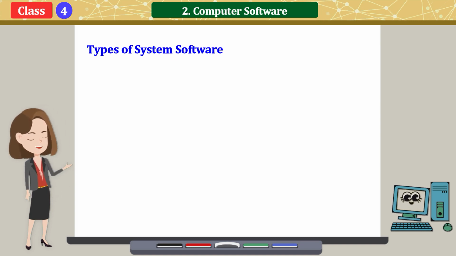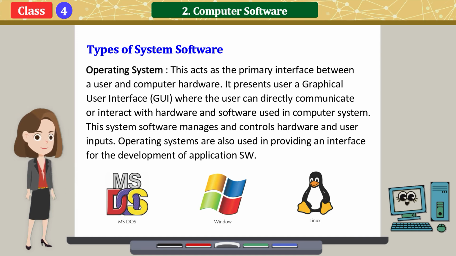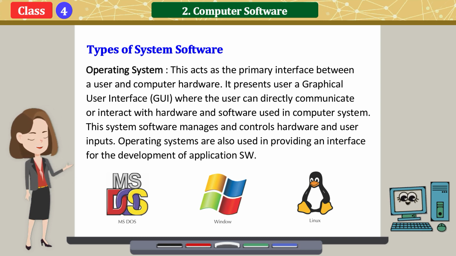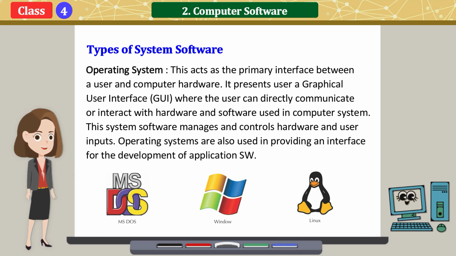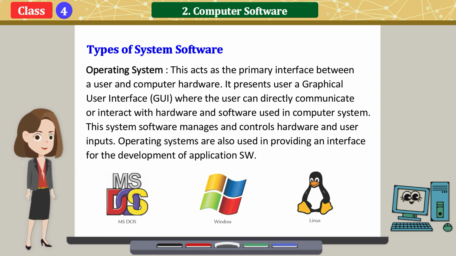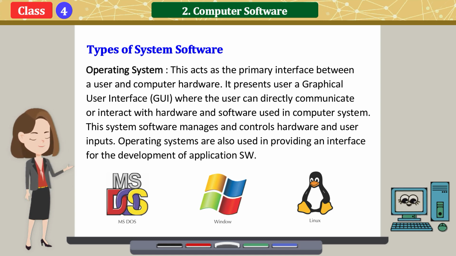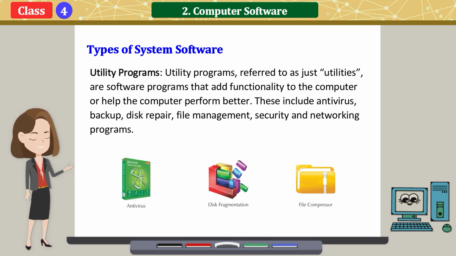Types of system software. Operating system. This acts as the primary interface between a user and computer hardware. It presents user a graphical user interface where the user can directly communicate or interact with hardware and software used in computer system. This system software manages and controls hardware and user inputs. Operating systems are also used in providing an interface for the development of application software. MS-DOS, Windows, Linux.